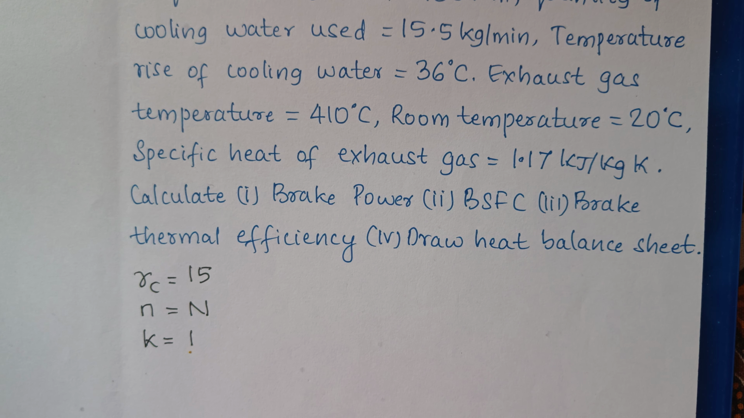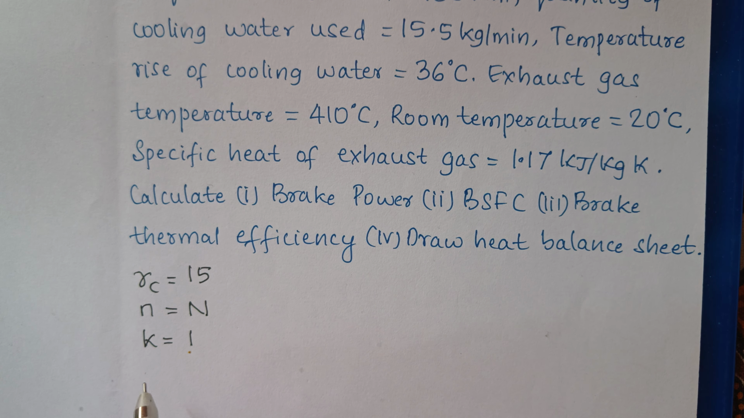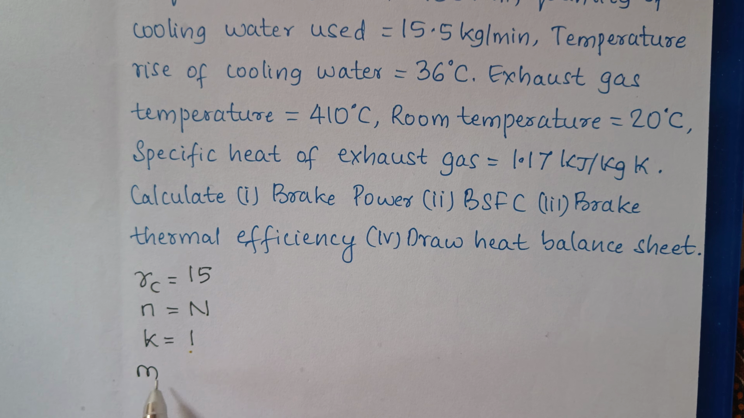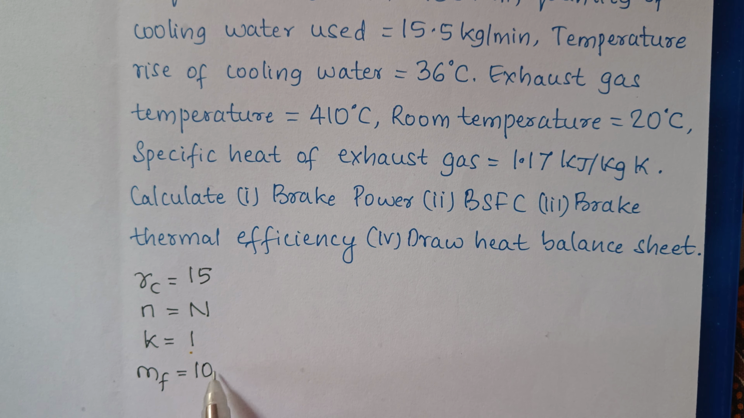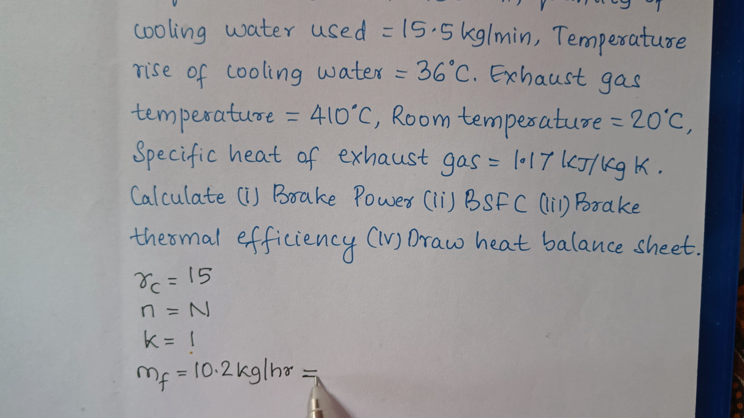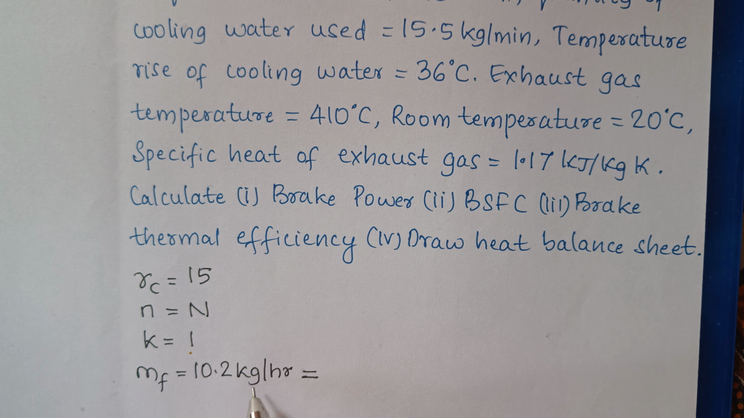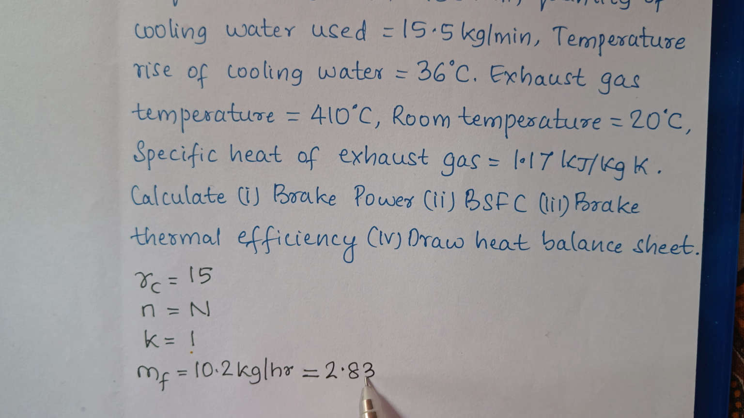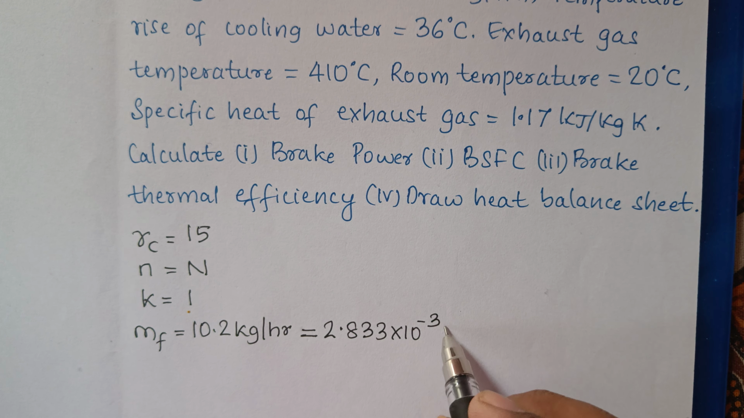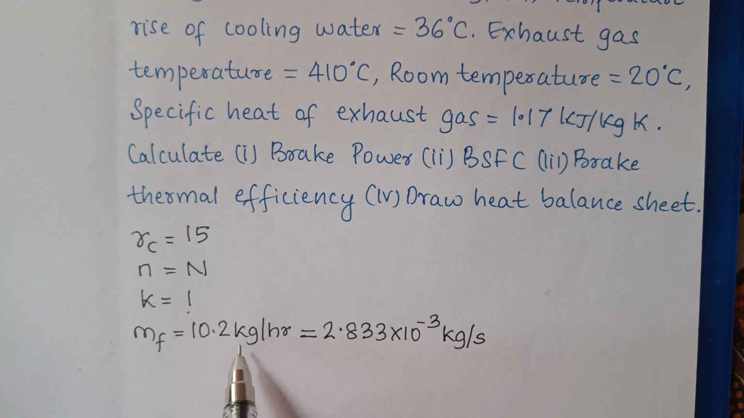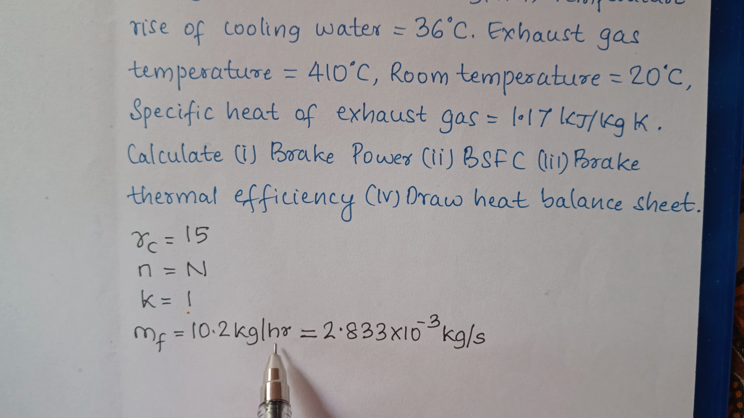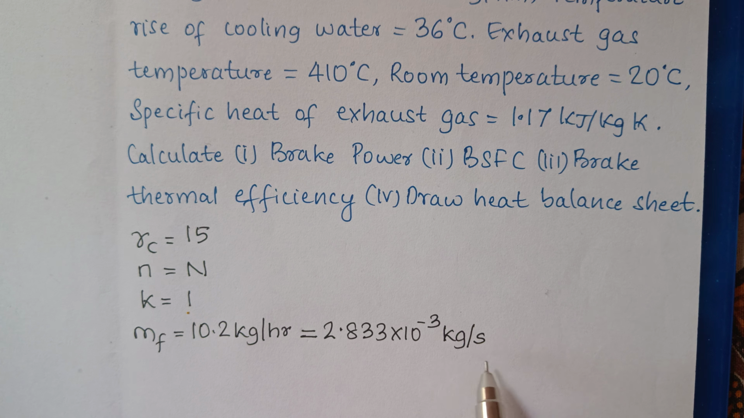Then let us write what are the things given in the problem next. Fuel consumption. He has given us the value of MF. MF fuel consumed is 10.2 kg per hour. So let us convert this kg per hour into kg per second. So divide this 10.2 by 3600. That is, you get answer as 2.833 into 10 to the power minus 3 kg per second. So I have converted this 10.2 kg per hour, dividing it by 3600 into kg per second.